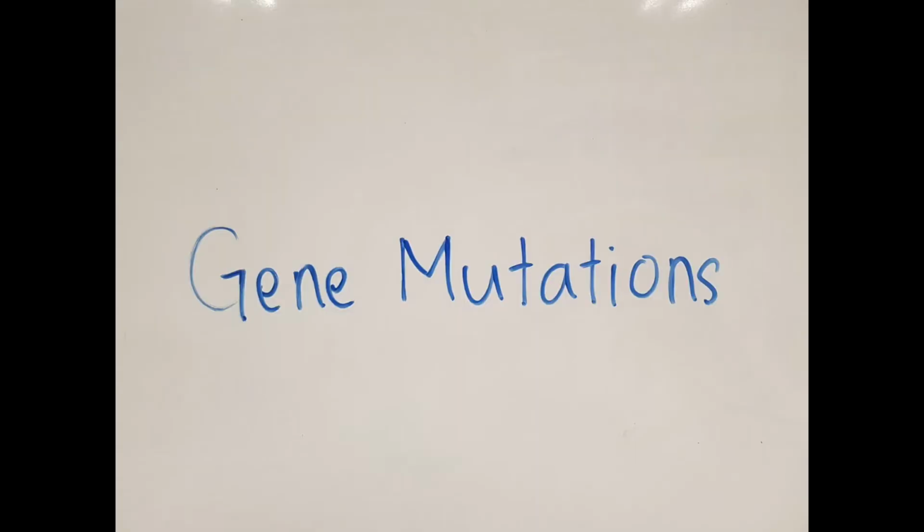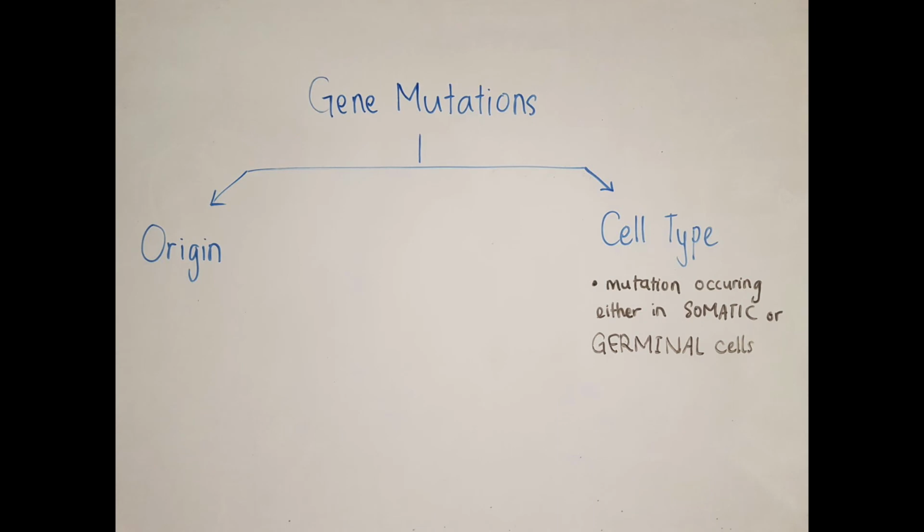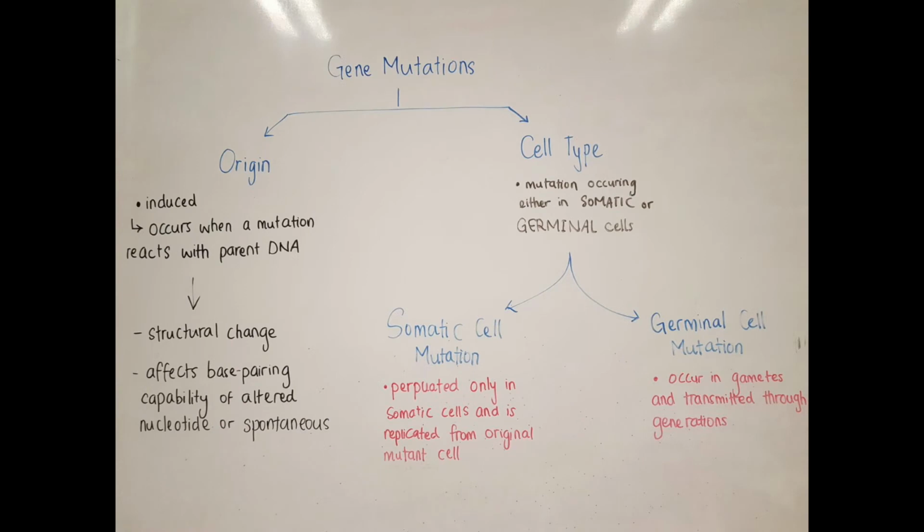Gene mutations can be classified under 2 categories: firstly, by origin, and secondly, by cell type. Cell type classification refers to the mutation occurring either in somatic or germinal cells. Somatic cell mutation is perpetuated only in somatic cells and is replicated from the original mutant cell, while germinal cell mutation occurs in gametes and is transmitted through generations.